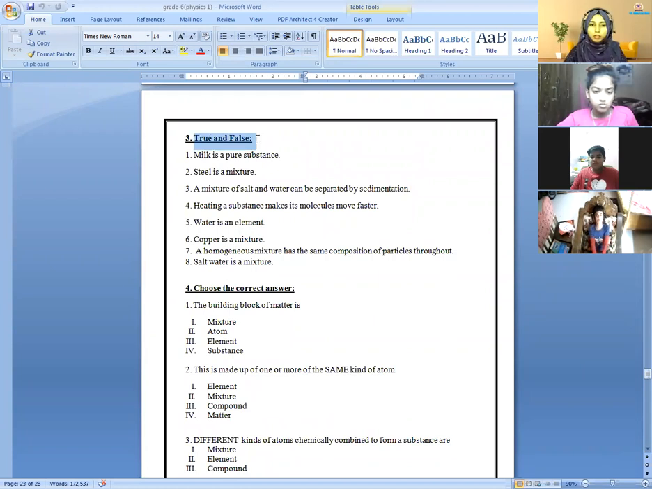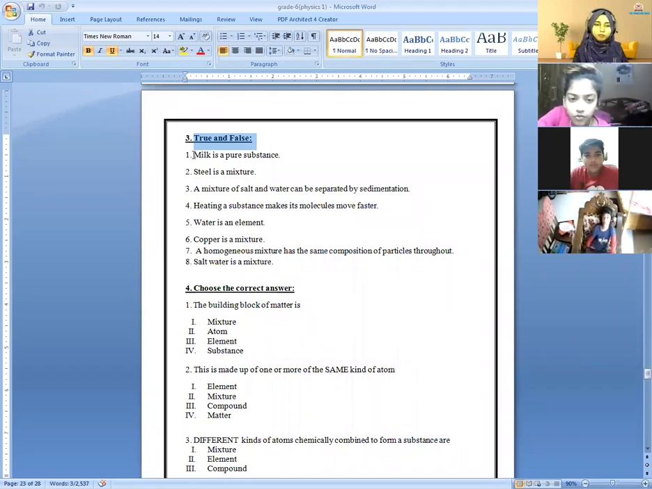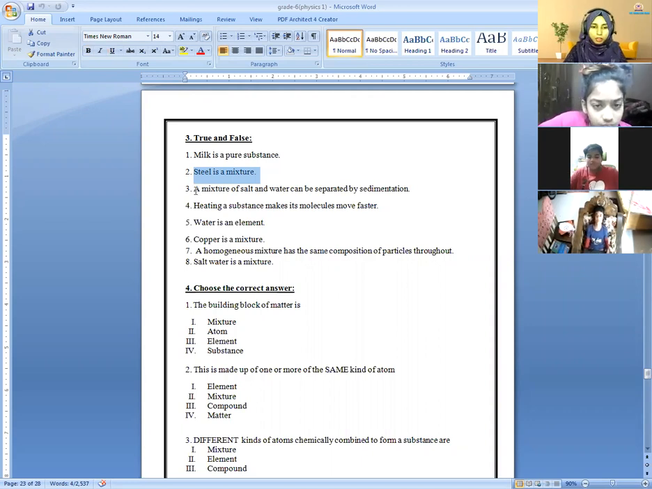Number three, true or false? Milk is a pure substance. Is it true or false? False. Steel is a mixture. Is it true or false? False. Exactly, false. Because steel is not a mixture. Steel, it is iron. It is an element. Exactly, it is an element.